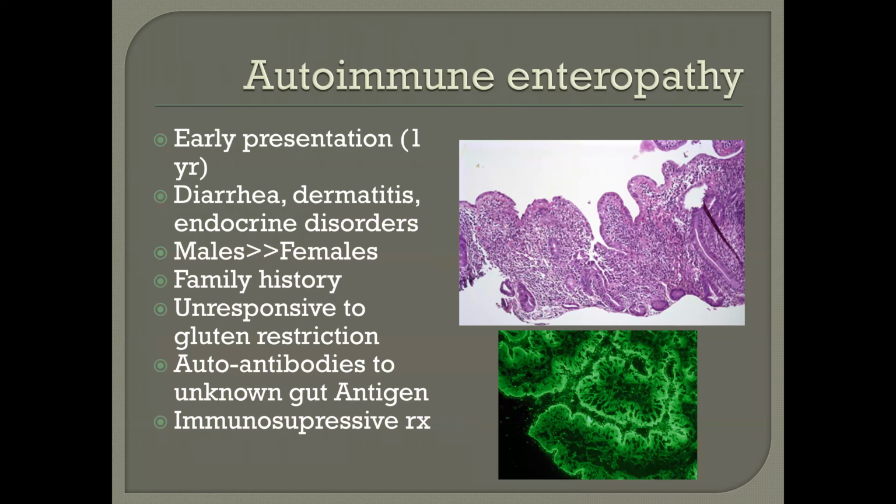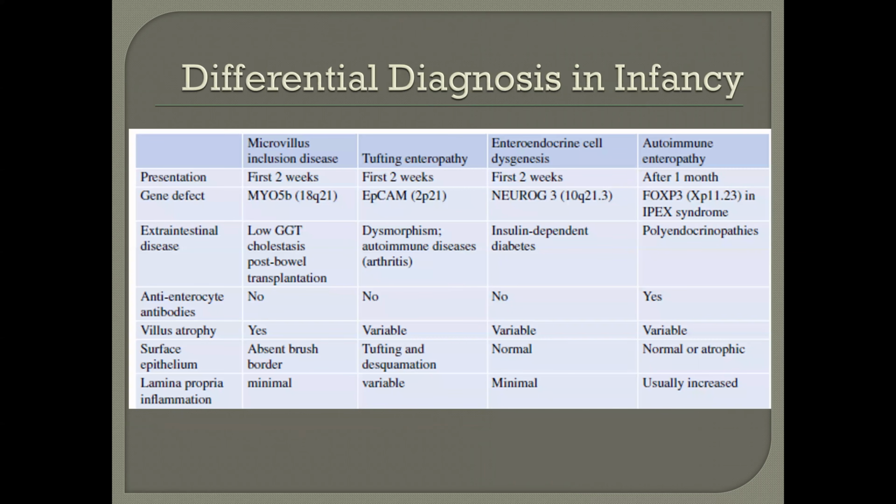Autoimmune enteropathy perhaps does often present early in life with diarrhea. These patients may also have dermatitis and some endocrine disorder, unresponsive to gluten restriction. It does have autoantibodies, but we don't know what the antigen is. So here's the direct immunofluorescence showing marked staining with anti-IgG. And these patients typically require some sort of immunosuppressive therapy to thrive. Differential diagnosis of these lesions, I won't spend a great deal of time on, but if you are interested, I can refer you to the references afterwards.